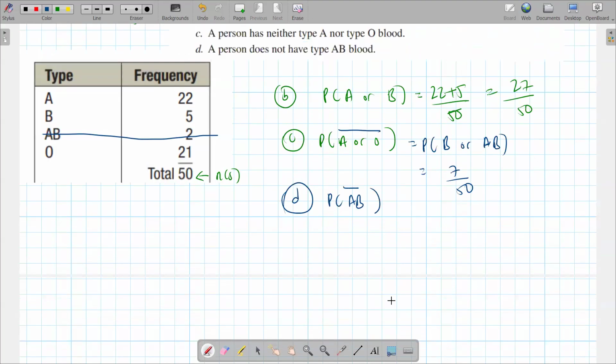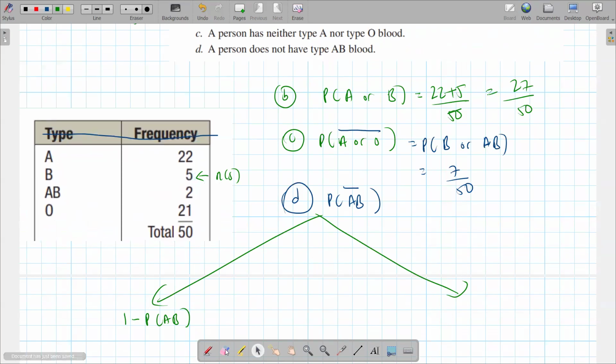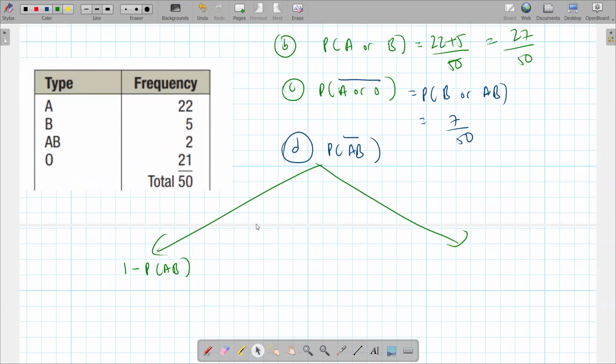There's two ways to do this. I'll show you both ways. Either you use the formula where you know complement events always add up to 1. So P of AB bar will be 1 minus P of AB. You just subtract the probability of AB from 1. The probability of AB is 2 over 50, so it'll be 1 minus 2 over 50. You plug that in a calculator, you'll get 48 over 50.